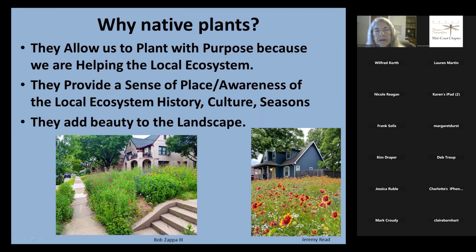And native plants allow us to plant with purpose and help our local ecosystem. They provide a sense of place and awareness, and they add beauty to our landscape. And as Lady Bird Johnson once said, native plants give us a sense of where we are in this great land of ours. And when I look at places in Texas, I want to be able to know that it's Texas and not some other foreign country or something.